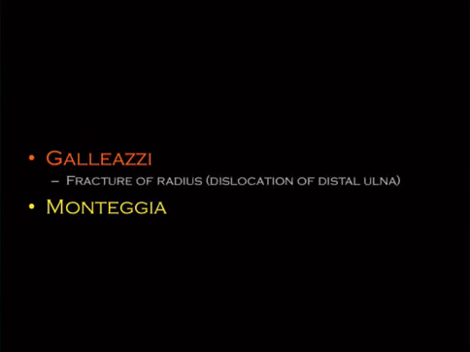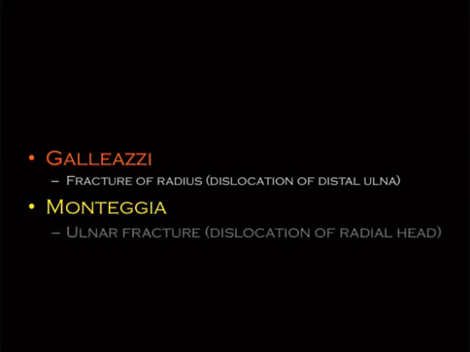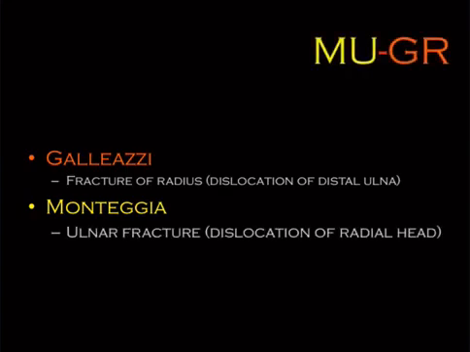So, do you remember what these things are? These are your forearm fracture types. So, Galeazzi is the fracture of the radius with a dislocation of the distal ulna. Monteggia is the fracture of the ulna with a dislocation of the radial head. And the way that I keep that straight is I use the mnemonic MUGR. Monteggia for ulna, Galeazzi for radius, MUGR, and the letter is for the thing that gets fractured, and the dislocation is the other one.